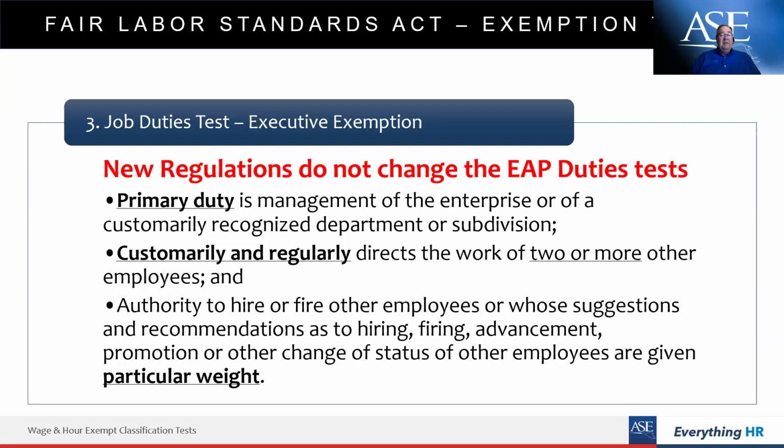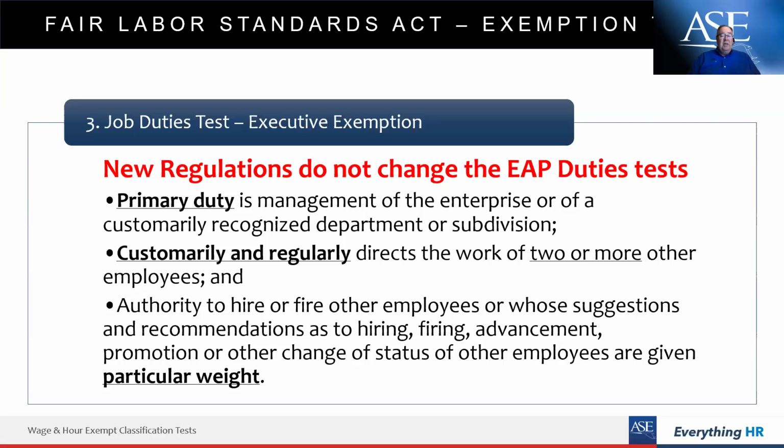The primary duty of an executive to get this exemption is the management of an enterprise or a customarily recognized department or subdivision thereof. So your basic supervisor of any operation, as long as they're directing the activities of two or more other employees. And here's an important thing to keep in mind, a definition there. The supervisor positions, managers, supervisors, have to have the authority to hire or fire other employees.